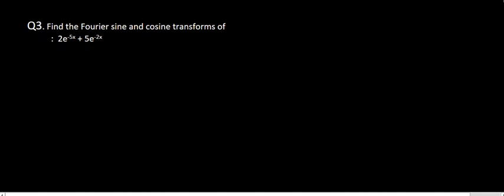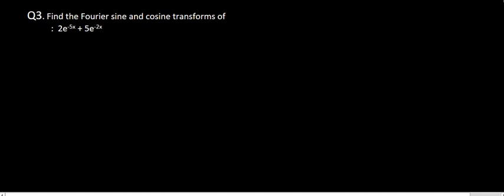So here is our third question. It says find the Fourier sine and cosine transforms of 2e to the power minus 5x plus 5e to the power minus 2x. So first we need to find the sine, and secondly we need to find the cosine transform. So let us first find the sine transform, which will be F_s of s, equal to the integration from 0 to infinity of the function f(x) into sine of sx dx.